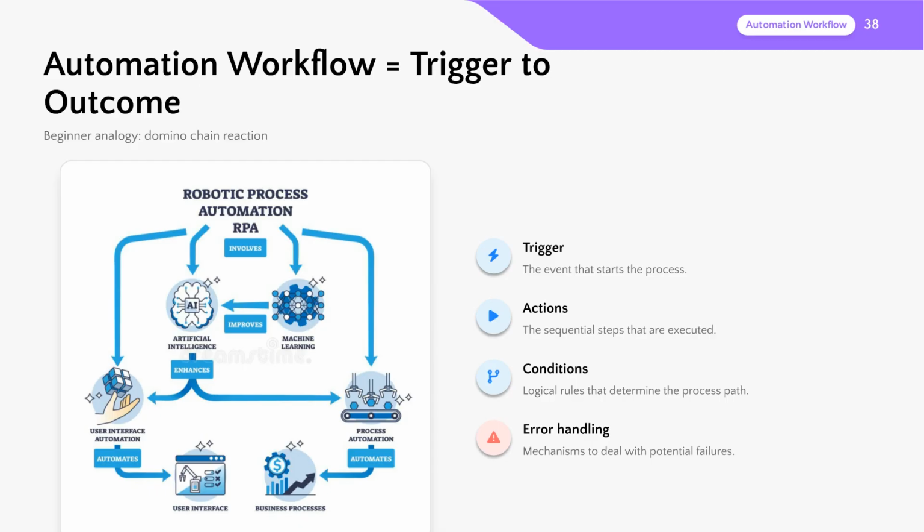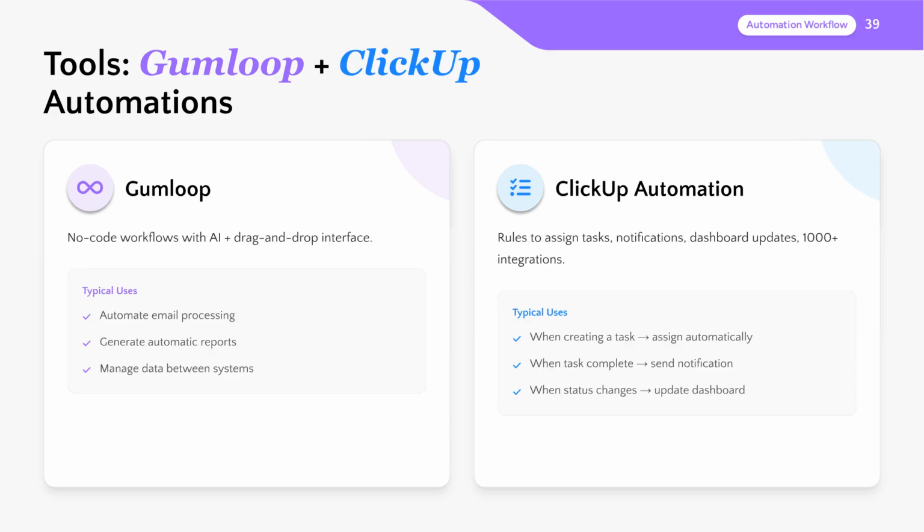An automation workflow is a sequence from a trigger to an outcome, like a domino chain reaction. It involves the initial event, sequential actions, logical conditions, and error handling mechanisms. Tools like Gumloop allow no-code AI workflows for tasks like email processing and report generation. ClickUp automations manage rules for assigning tasks and notifications based on status changes.